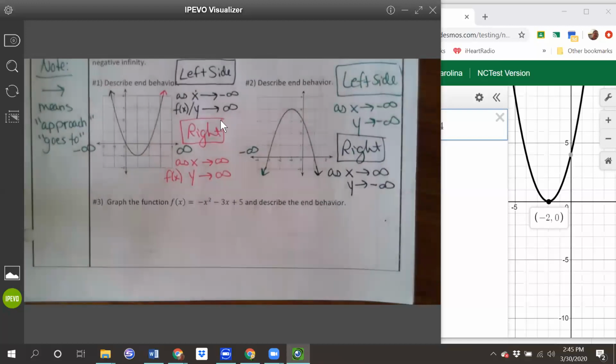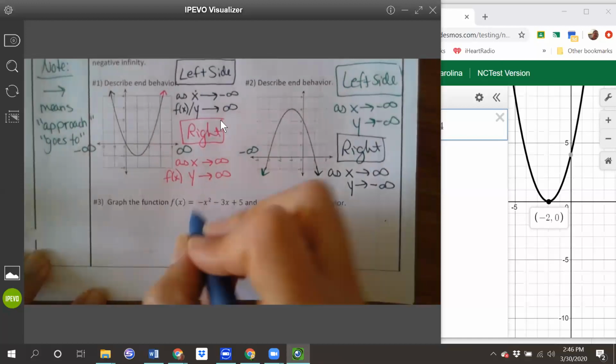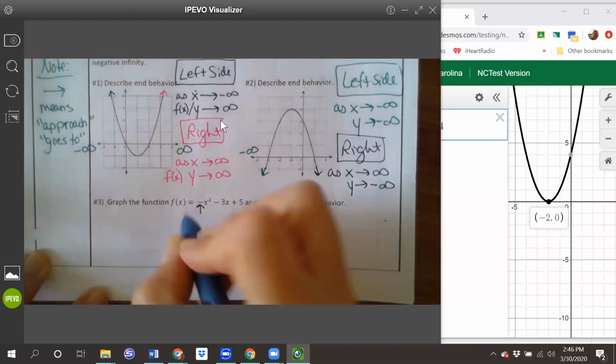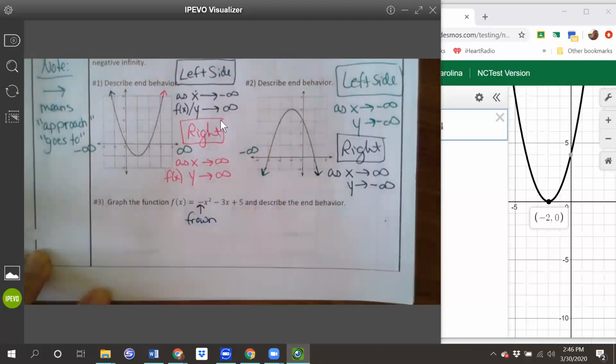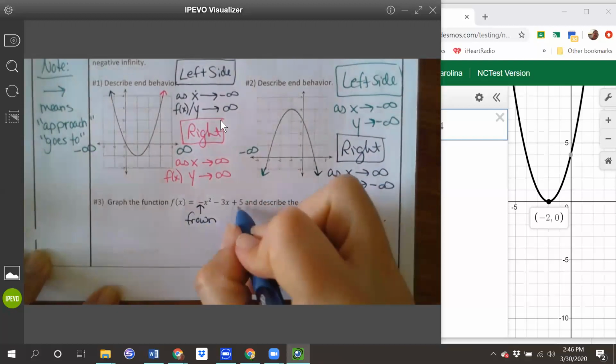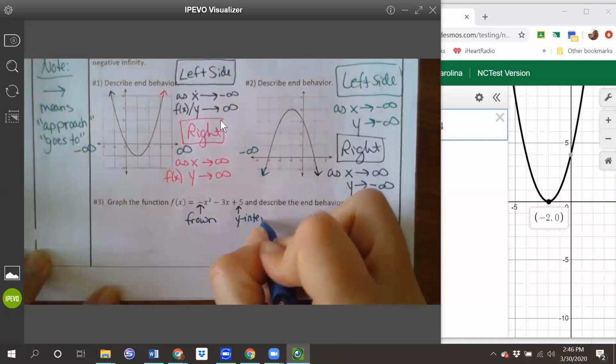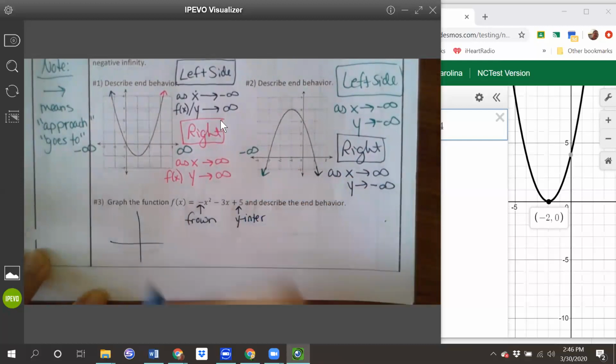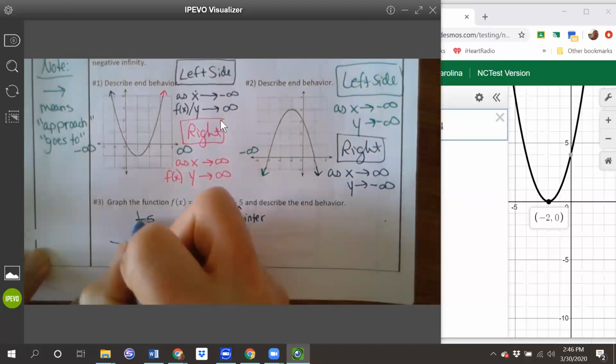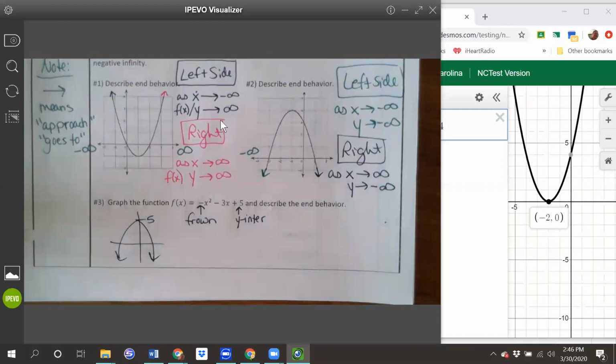Let's take a look at number 3. It says graph the function and describe the end behavior. So I know a couple of things. I know that that is a frown. And I know that that is my y-intercept. So just off the top of my head, I know that my y-intercept is 5, and we are going to have some sort of frown. I don't have to graph it exactly because I'm just looking at the behavior of the ends.